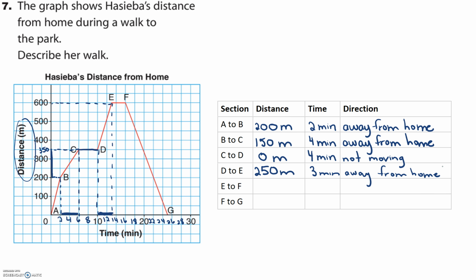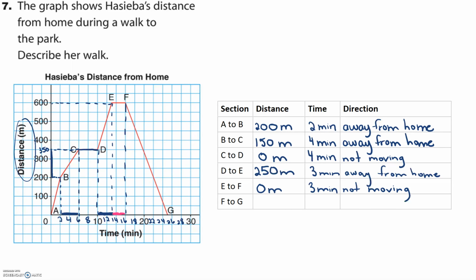From E to F, we know that it's not moving because it's 0 meters. It's a horizontal line. She's doing that from 13 minutes right up to 16 minutes, and from 13 to 16 is another 3 minutes. This time she's not moving. So there's a lot of analyzing going on here, a lot of dotted lines. I use different colored pencils or pens to show different sections.